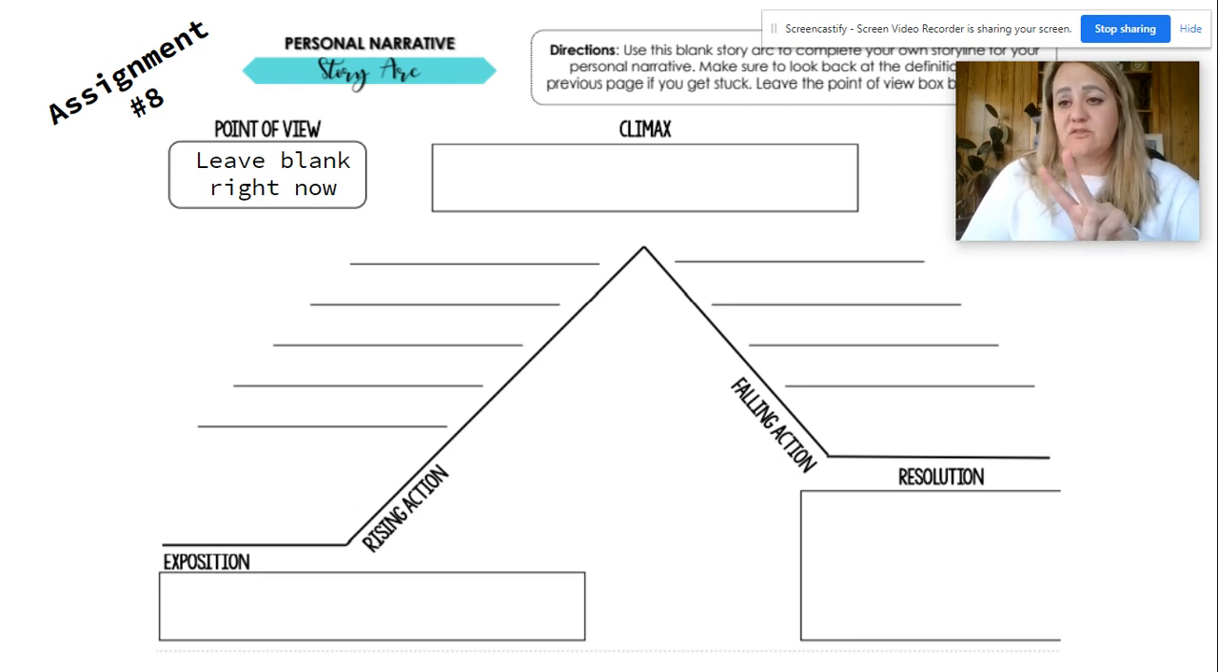And you have Thursday and Friday to get this done. It's due on Friday. So if you need to think about how your story all lines out, then that's just fine. Just make sure that you get it in to me on Friday.